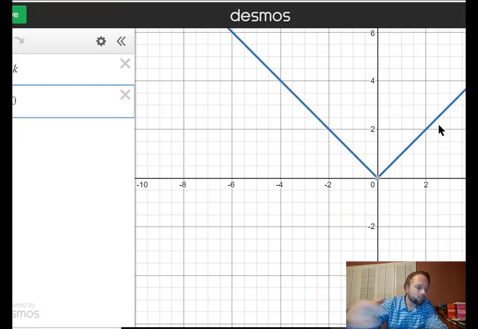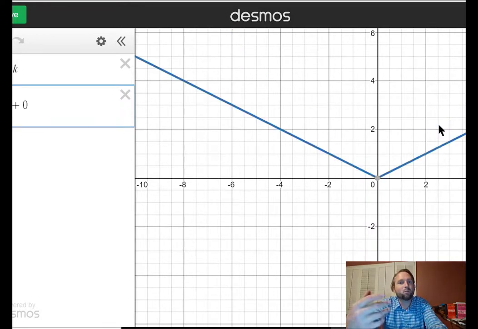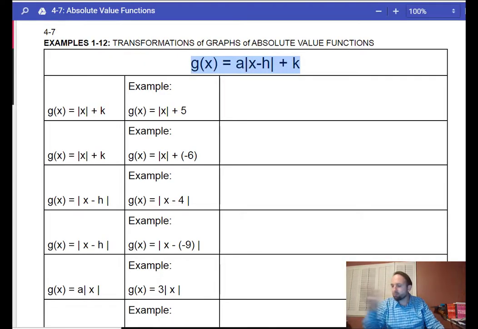Now, the final one that we see right here is, hey, what if it's a fraction, like 1 divided by 2? Well, if it's 1 divided by 2, it compresses. So we're going to jump back and show you. Now, if you want, you can play around with this on Desmos, but give me a second. All right, now we'll jump back.